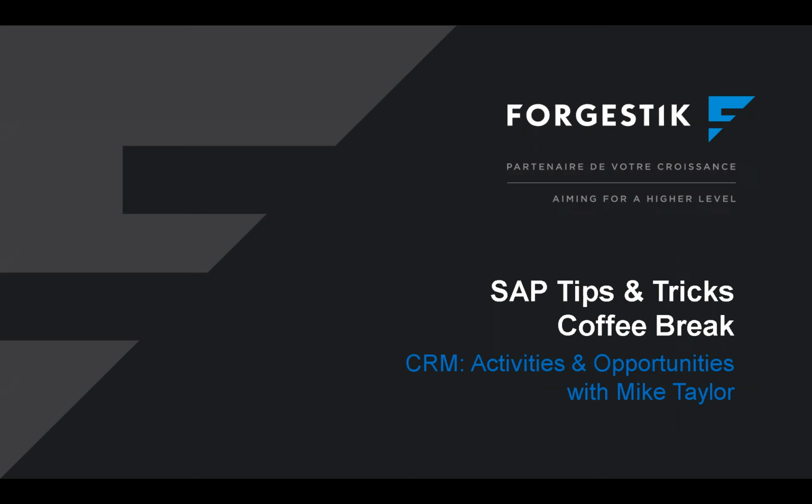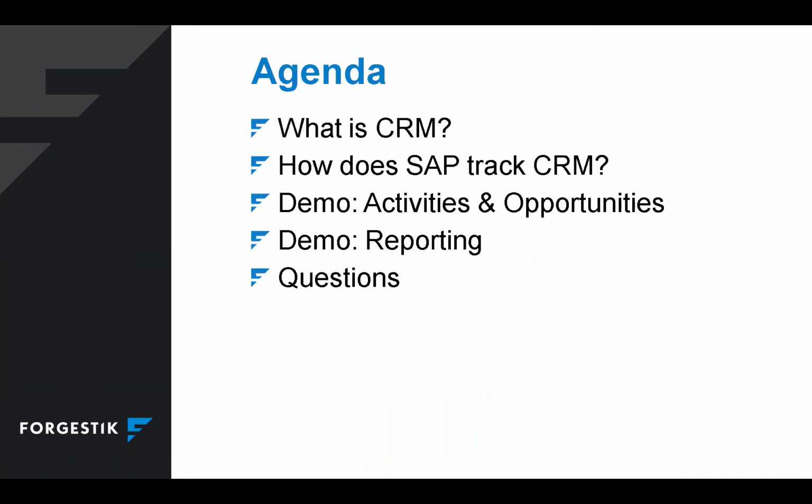All right, so as Tracy mentioned, today we're going to cover activities and opportunities, kind of what SAP calls the CRM module. So the agenda today: what is CRM? I'll discuss what CRM is and how SAP tracks it. Then we'll jump into a demo in SAP Business One. I'll show you a bit about activities and opportunities, a little bit of the reporting around it, and then we'll do more of Q&A at the end.